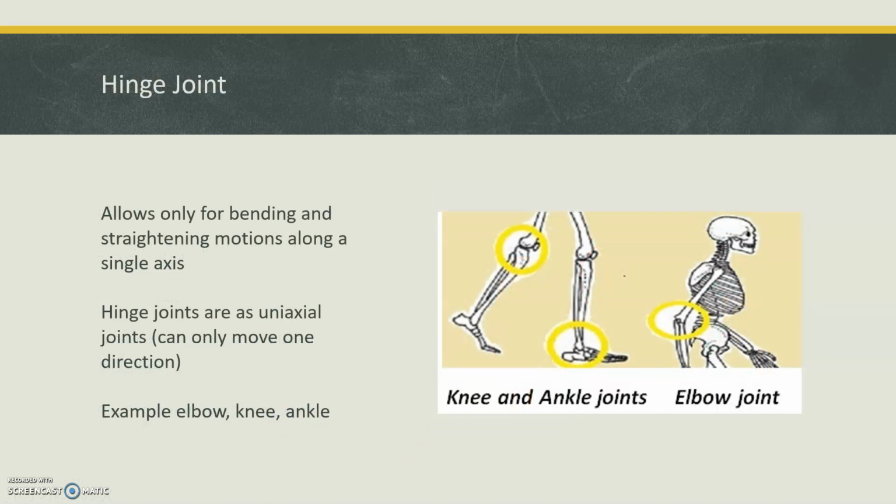Hinge joint. So just like hinges on a door, we have hinge joints in our bodies. They are uniaxial. You can only move it one direction. That's your elbow, your knee, and your ankle. So you know that your elbow, you can move it out, back in, but you can't move your elbow backwards.